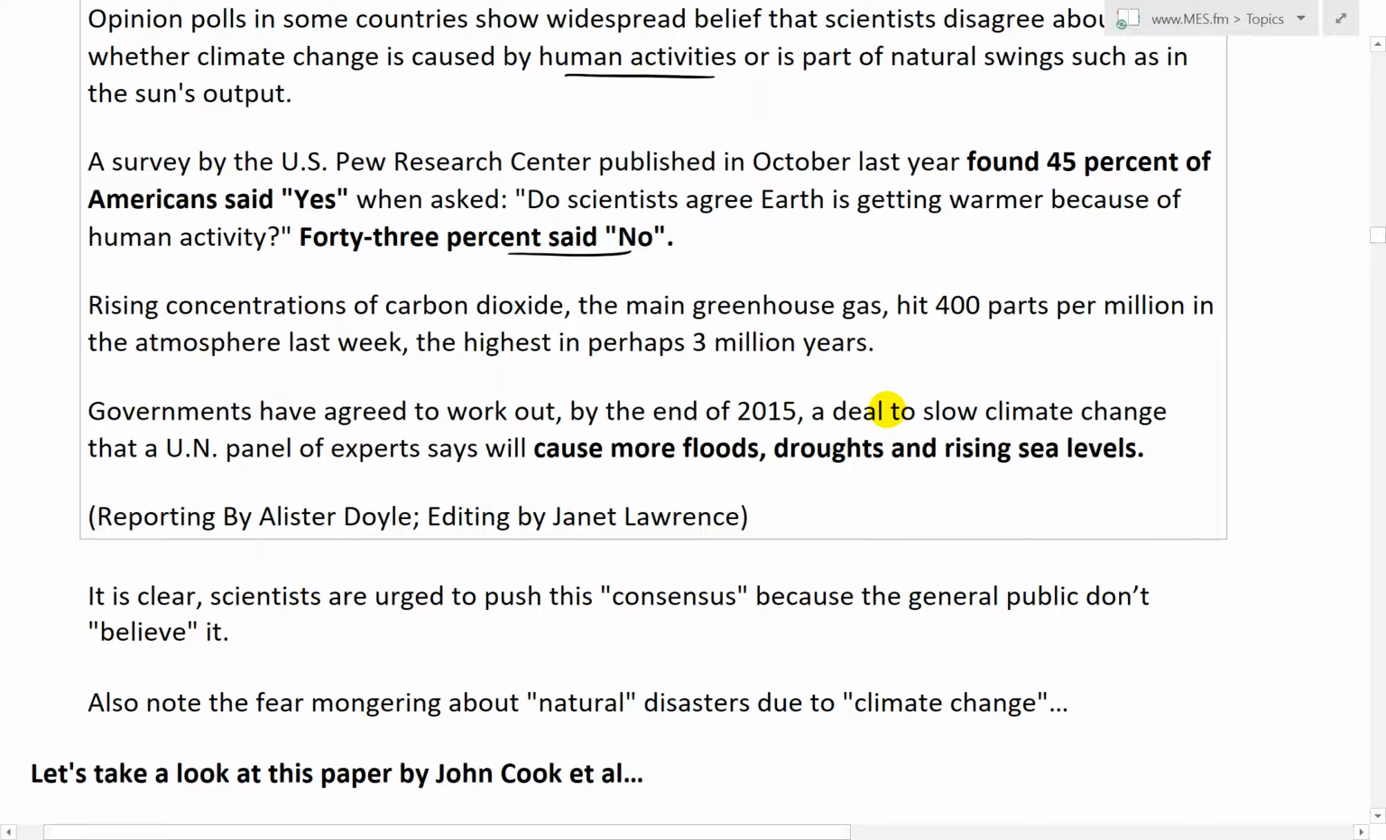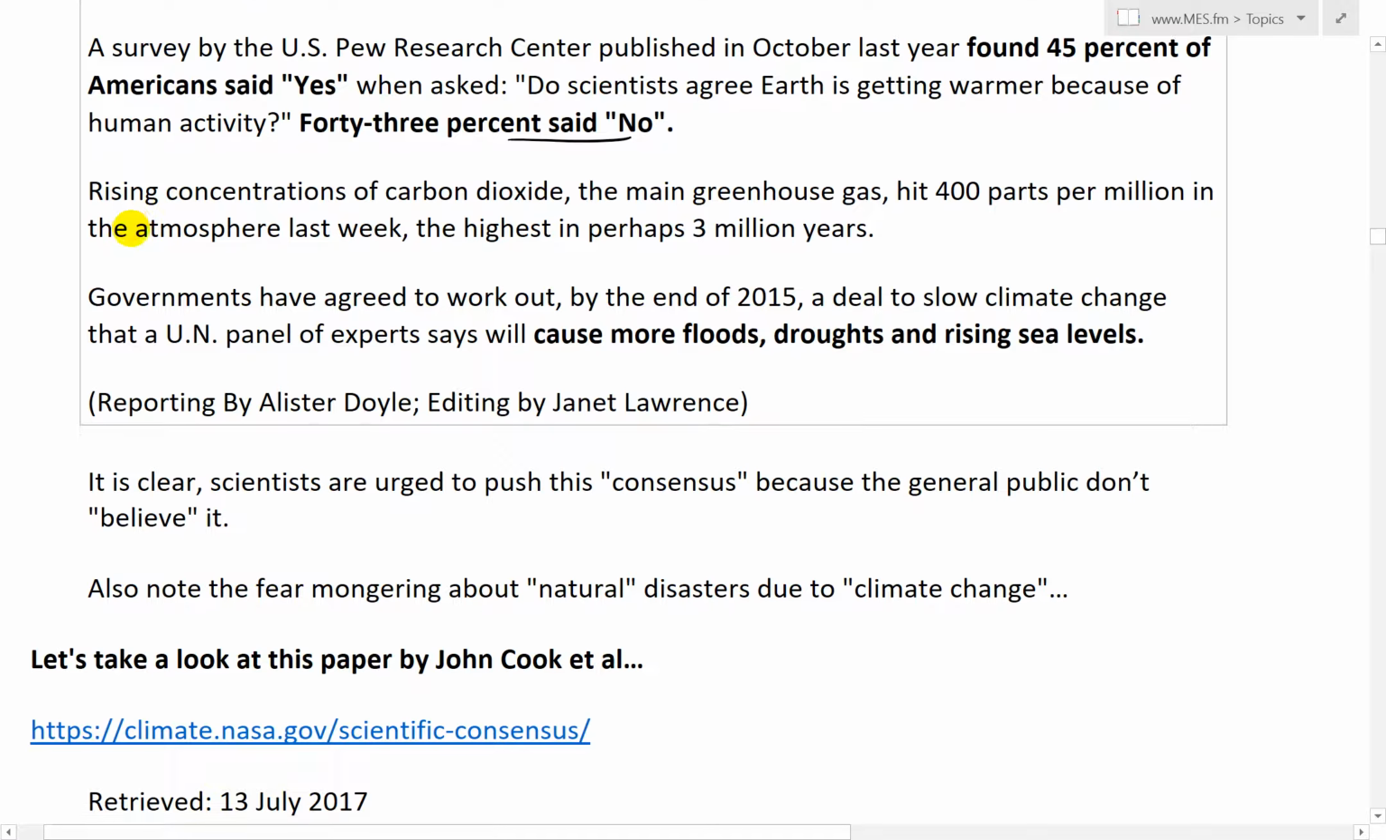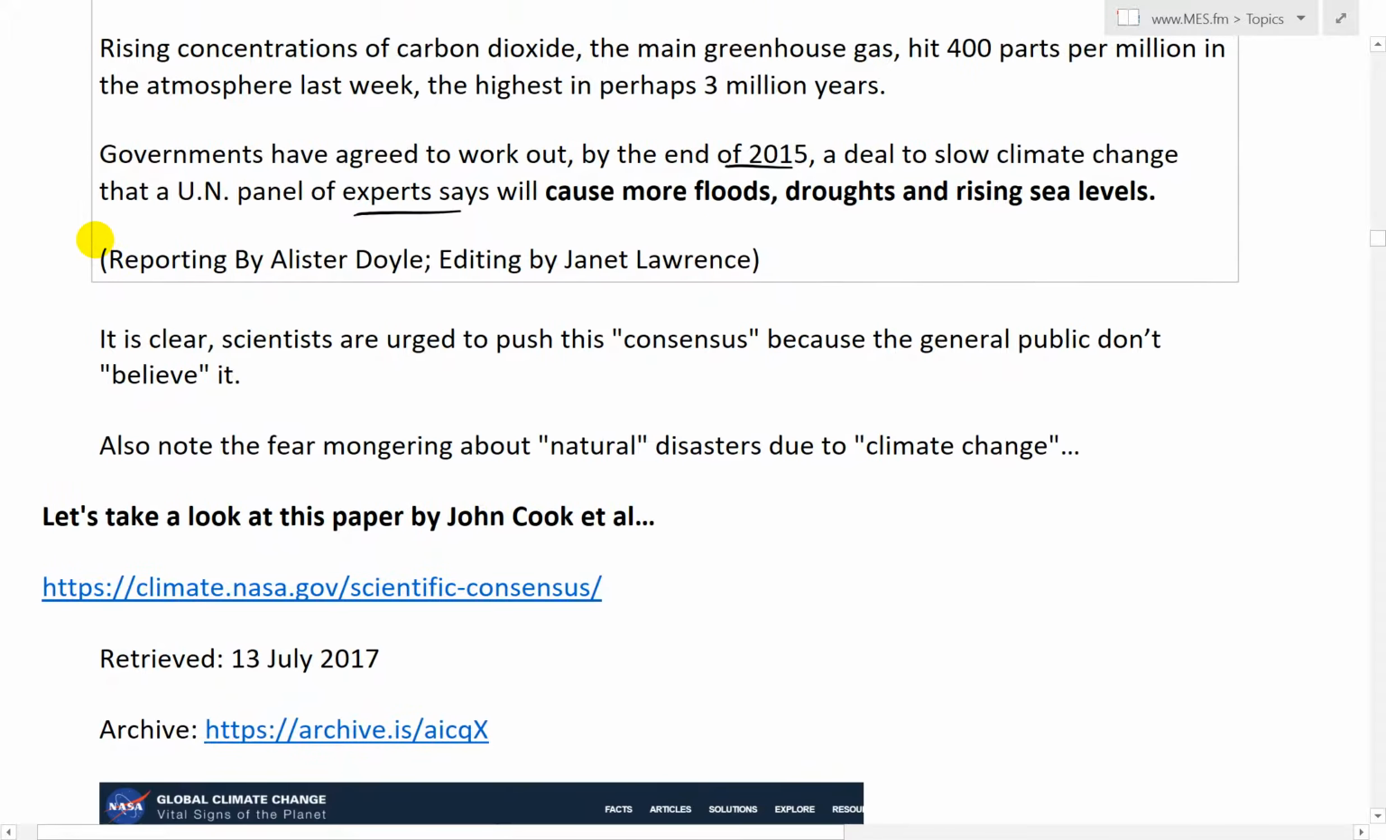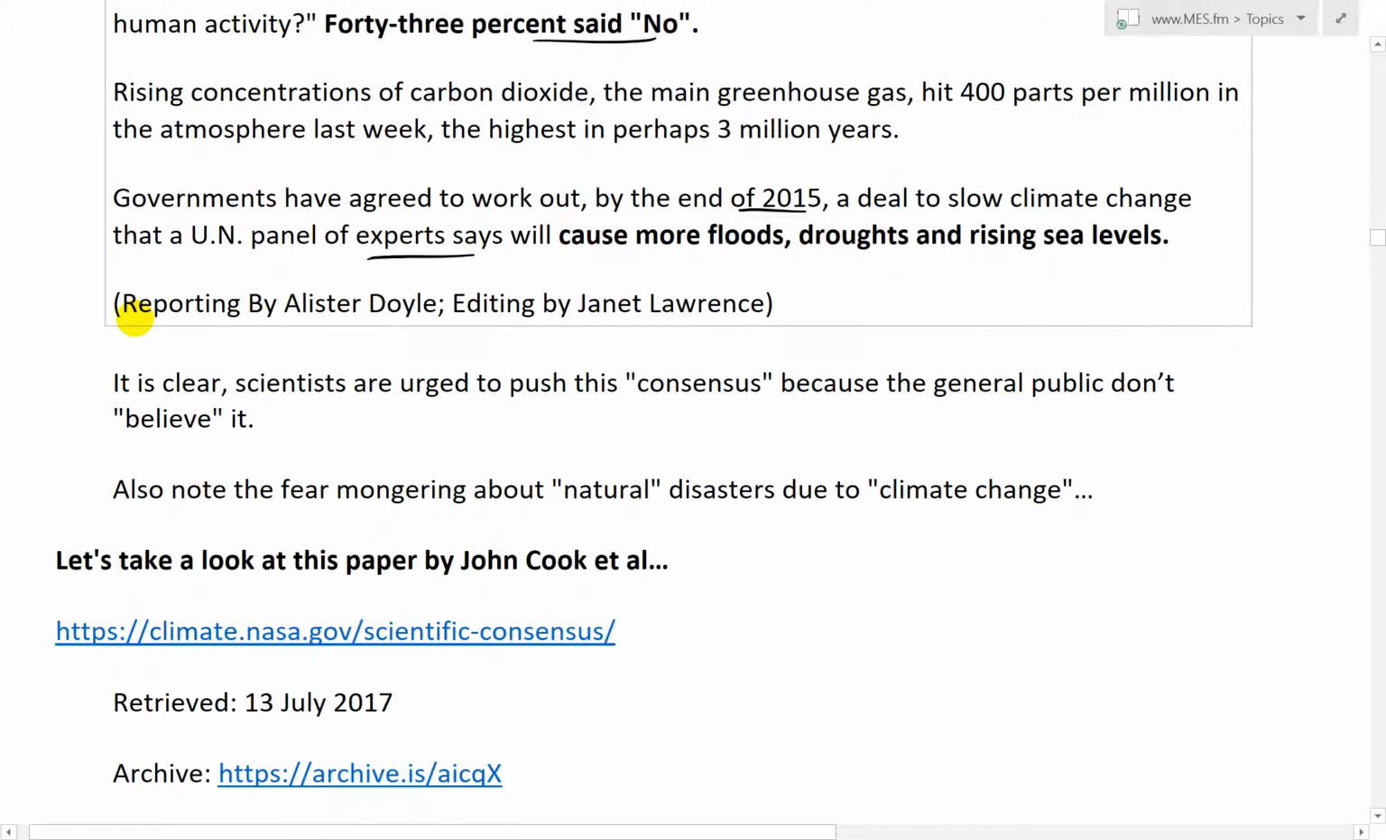Yeah, so rising concentration of carbon dioxide, the main greenhouse gas, hit 400 parts per million in the atmosphere last year, the highest in perhaps 3 million years. Governments have agreed to work out by the end of 2015 a deal to slow climate change that a UN panel of experts, I absolutely hate that term, says will cause more floods, droughts, and rising sea levels. What about hidden climate control tech? Anyways, that's a discussion for another day.